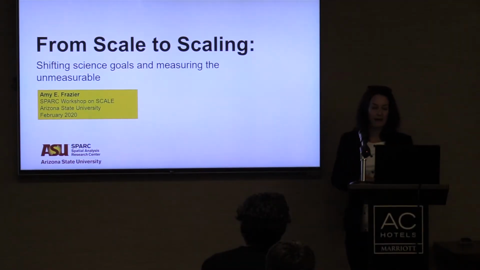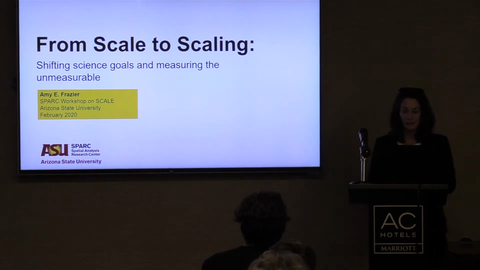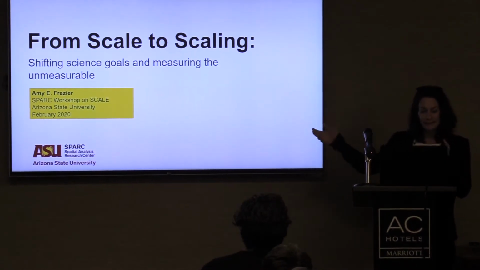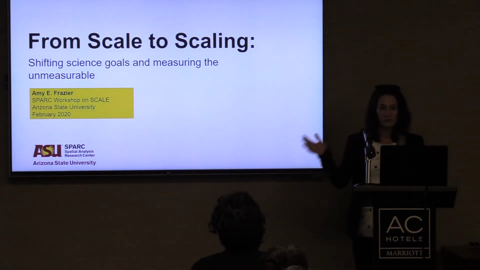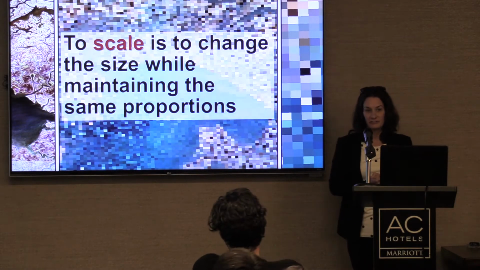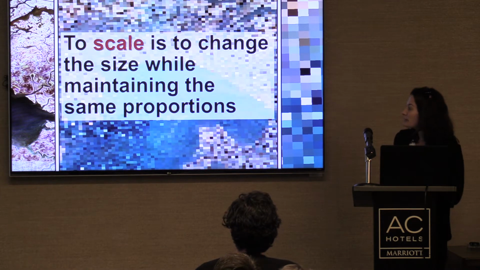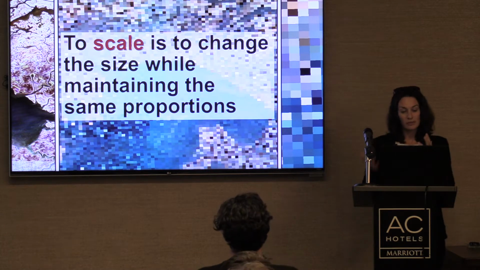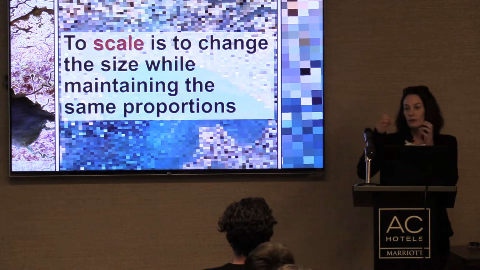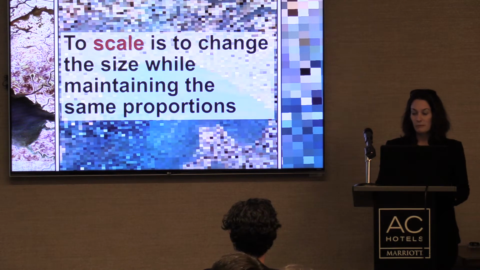So I named this talk From Scale to Scaling, and after hearing the morning keynote speakers, it could also be kind of from biology and cities to landscapes, so shifting our science goals into how we can measure the unmeasurable. And we know that we have tons of different definitions for scale, and the one that I chose here, because it fits my focus in remote sensing, is that we change the size while maintaining the same proportion. So when we have pixels and they're square, we change the size, we change the resolution, but we keep the same proportions.